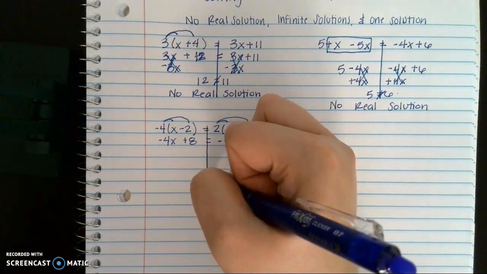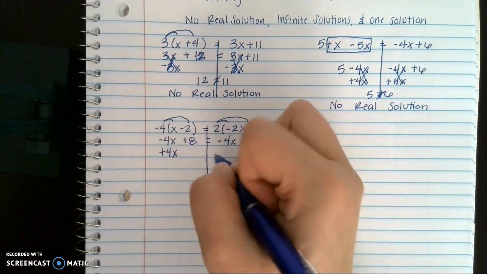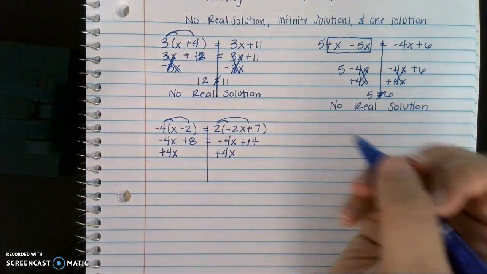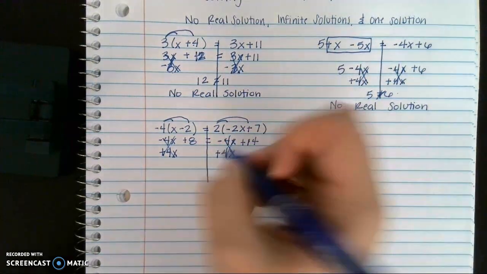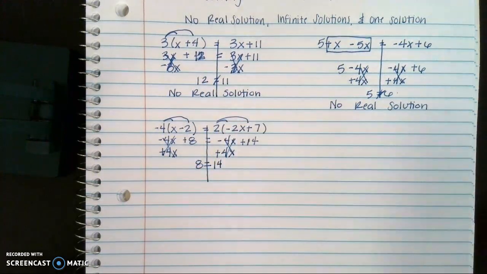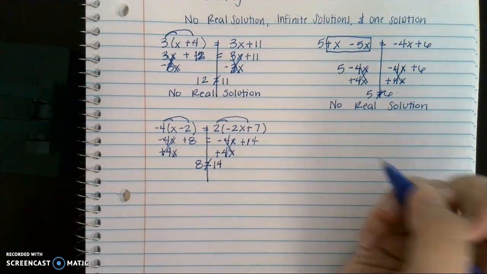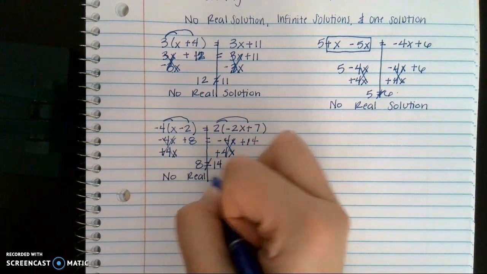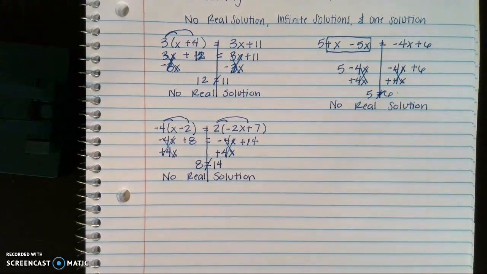As always, now I want to combine my x's. The opposite of subtracting 4x is adding 4x. I'm going to do it on one side of the equal sign. I got to do it on the other side. Negative 4x plus 4x cancels out. And I'm left with 8 is equal to 14. Well, 8 is not equal to 14. That doesn't make sense. So I put a line through my equal sign and I write my answer as no real solution. So my answer to all of these is no real solution.